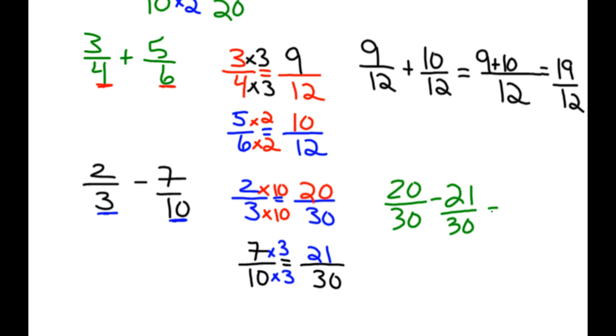And now the denominators are the same, so the denominator comes along, and I do the operation in the numerator. 20 minus 21 is negative 1 over 30, and that would be my solution.